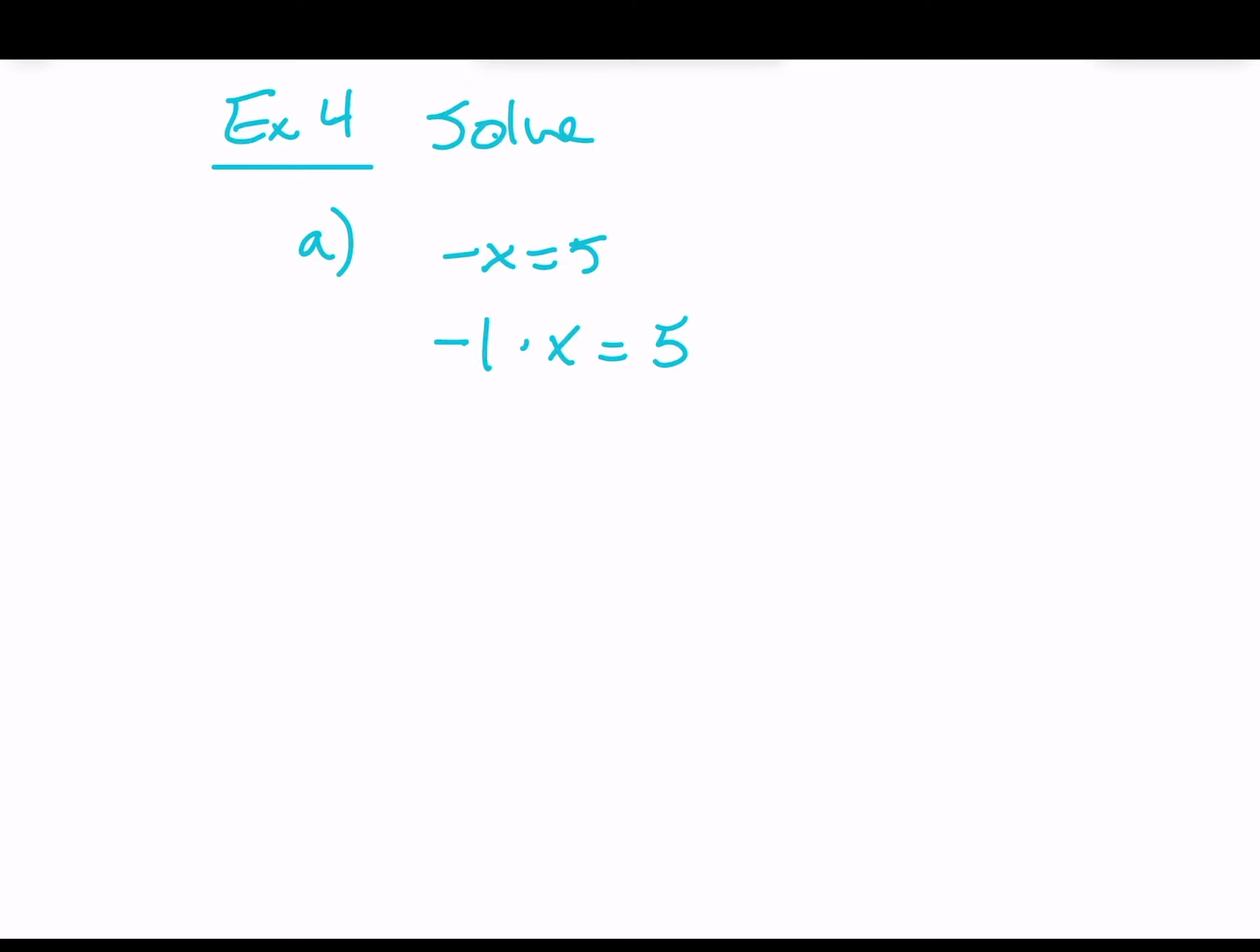So the way we get rid of that multiplication by negative 1 is we divide both sides by negative 1. The negative 1's on the left-hand side cancel, and we get x is equal to 5 divided by negative 1, which is negative 5. So that's our solution.